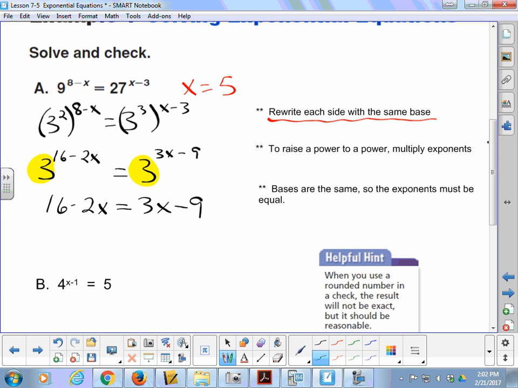So when we can, we want to make the bases the same, so then I can just set the exponents equal to each other and solve. We'll have a linear or quadratic equation. Okay, so we add 2x to both sides.